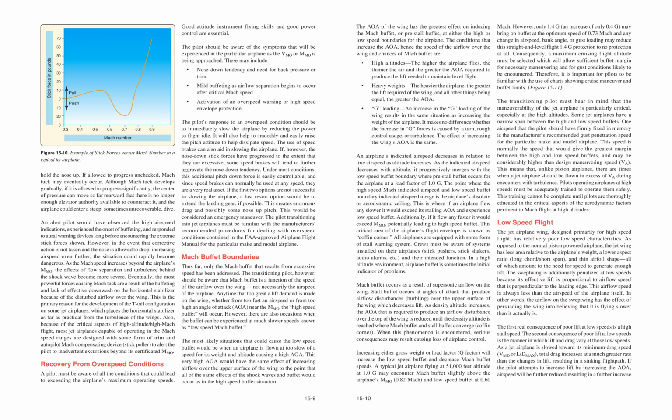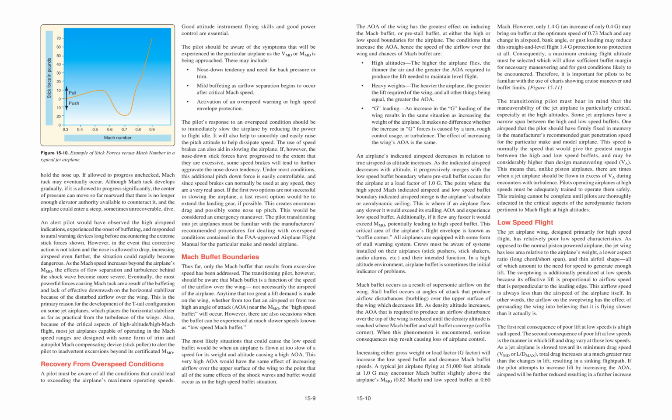Increasing either gross weight or load factor, G factor, will increase the low-speed buffet and decrease Mach buffet speeds. A typical jet airplane flying at 51,000 feet altitude at 1.0 g may encounter Mach buffet slightly above the airplane's MMO, 0.82 Mach, and low-speed buffet at 0.60 Mach.